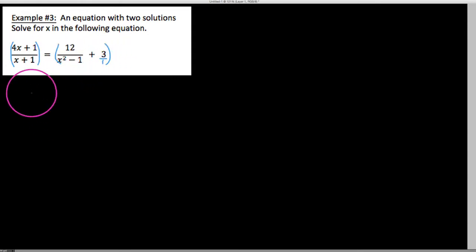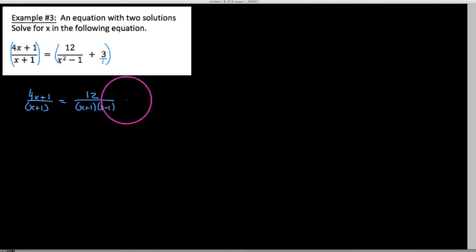The first thing I want everybody to notice is that we can factor this denominator, this difference of squares. This has a factor of x plus 1. What are the factors of this one here? Well, x plus 1 and x minus 1. And over here, this is a 3 over 1. So in total, it looks like everybody's going to need an x plus 1 and x minus 1.